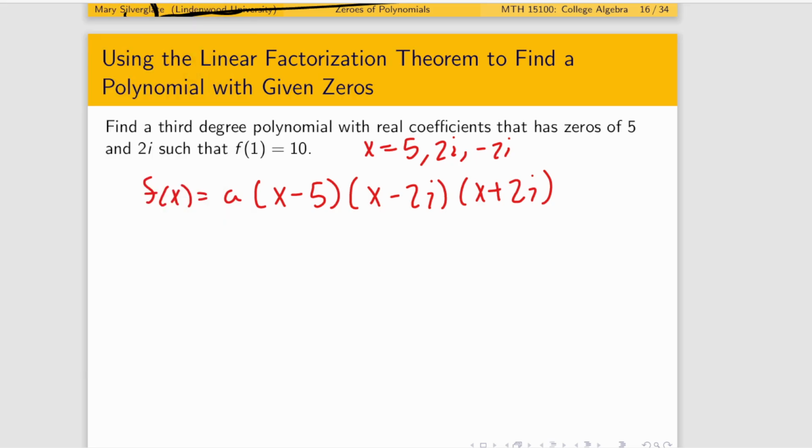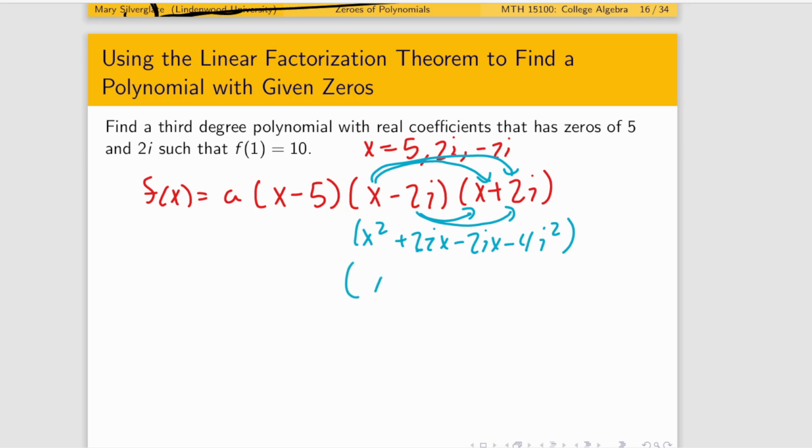Now we want to make sure that for those complex parentheses that we multiply that out. So we have x times x gets us x squared, x times 2i gets us plus 2ix, negative 2i times x gets us negative 2ix, negative 2i times 2i gets us minus 4i squared. 2ix minus 2ix thankfully gets us 0, and i squared, we recall, is the square root of negative 1, all being squared. The square root of negative 1 squared undoes each other to get us negative 4 times negative 1. Negative 4 times negative 1 gets us positive 4.